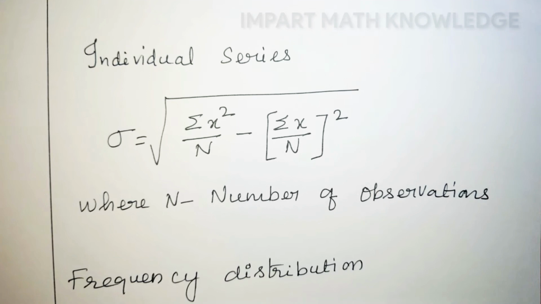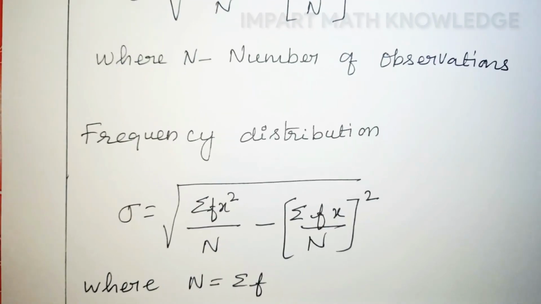For the individual series, standard deviation is the root of summation x square divided by n minus summation x by n whole square, where n is the number of observations. For frequency distribution, standard deviation is equal to the root of sigma fx square by n minus sigma fx by n whole square, where n is the total frequency.